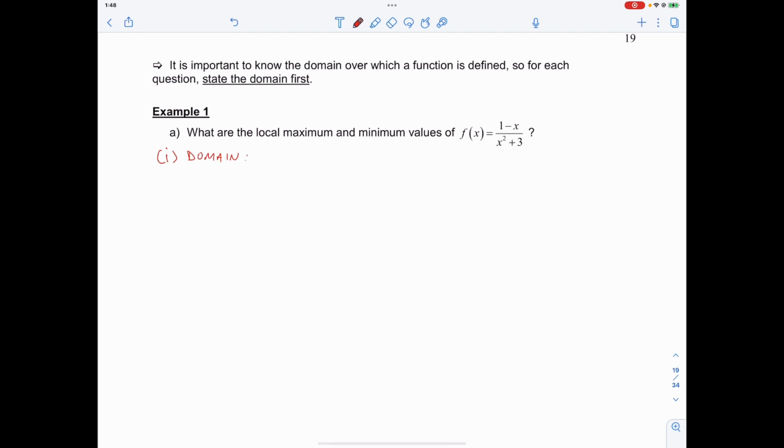For the domain, we're looking at that denominator, which could cause restrictions. We're going to say x squared plus 3 cannot equal 0, which means that x squared cannot equal negative 3. And when I try and take the square root of both sides, there is no solution for that denominator, which means that the domain in this case is x is an element of the real numbers. No restrictions on that domain.